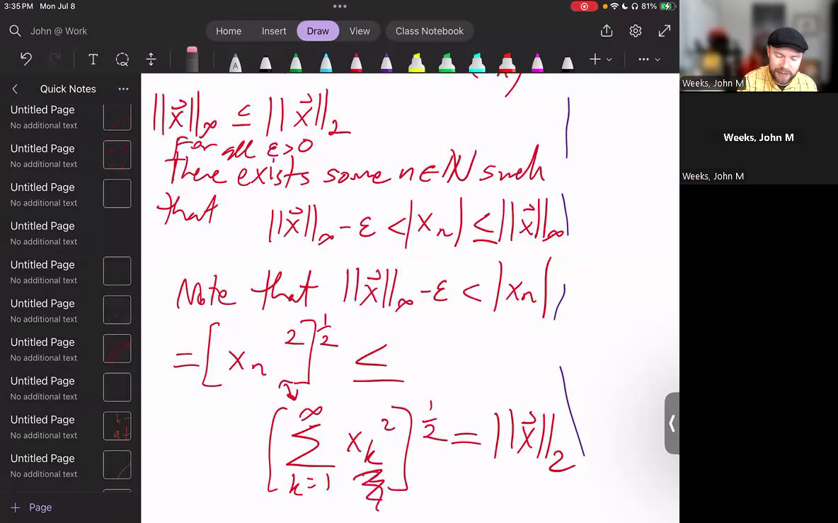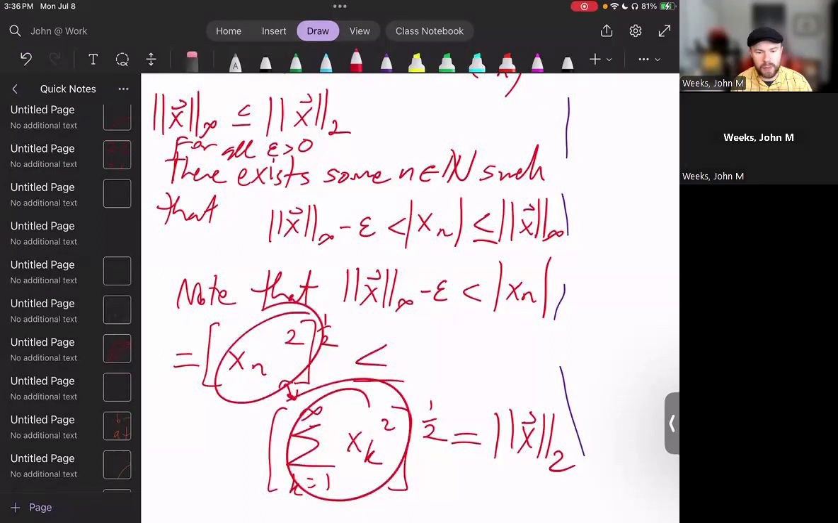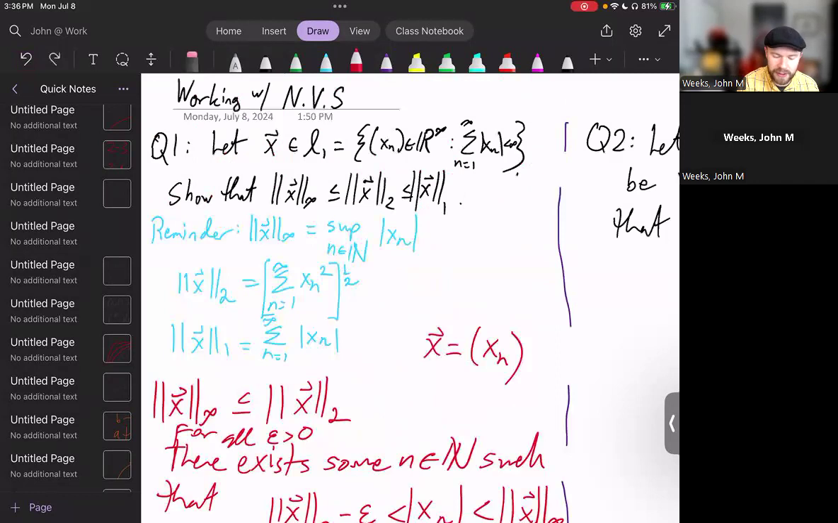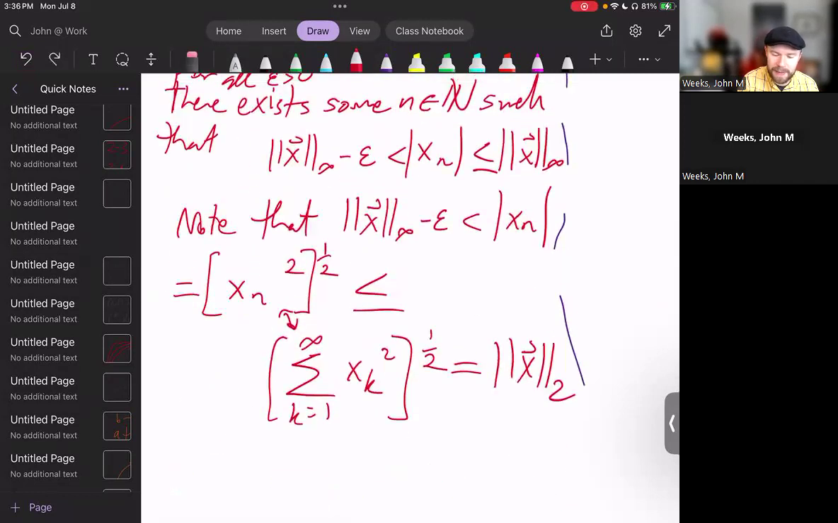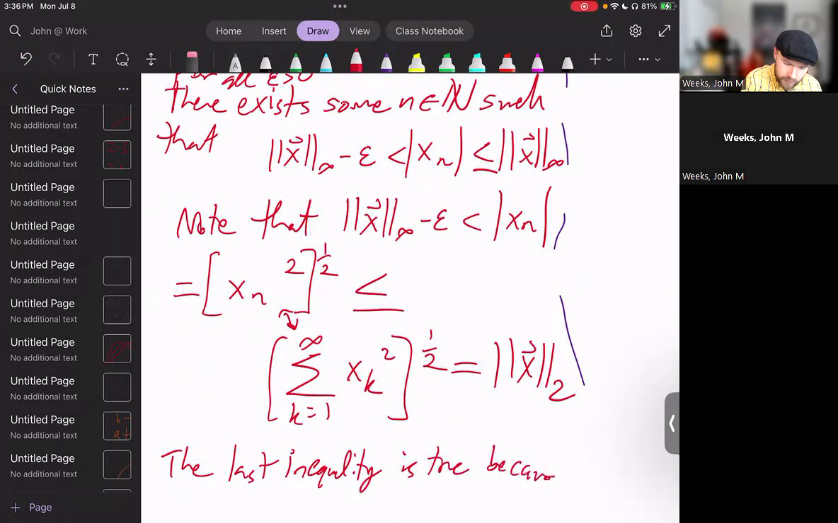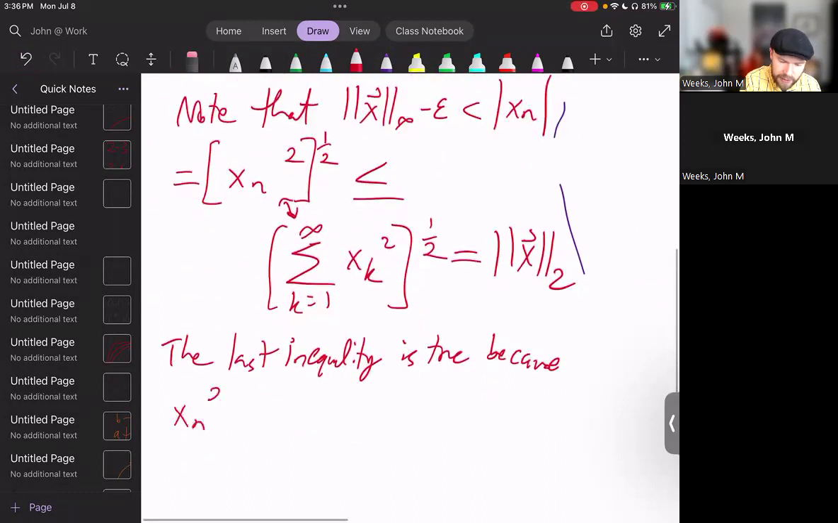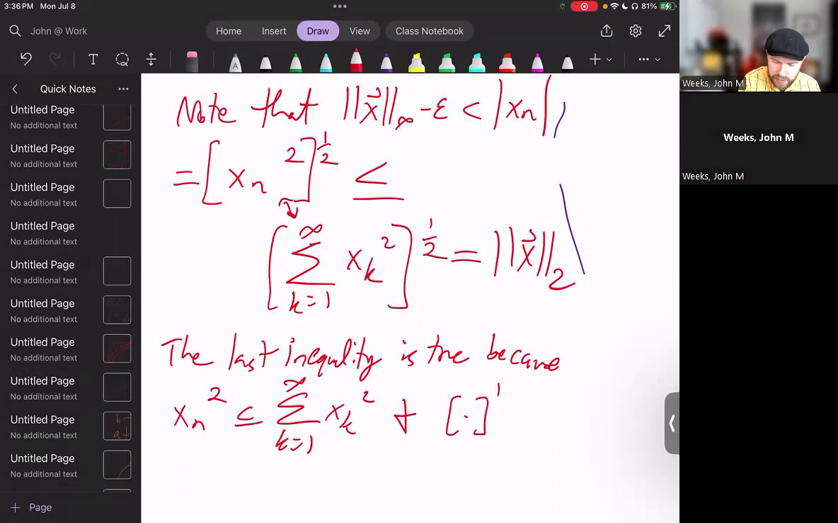So this is a less than or equal to by the fact that the square root is an increasing function. If I kept adding bigger and bigger terms inside of the square root, then the square root itself is going to grow. It's going to increase. So this is absolutely a less than or equal to. And if I wanted to give an explanation for this, this last inequality is because x sub n squared is less than or equal to the sum as k goes from 1 to infinity of x sub k squared, and the square root function is increasing.